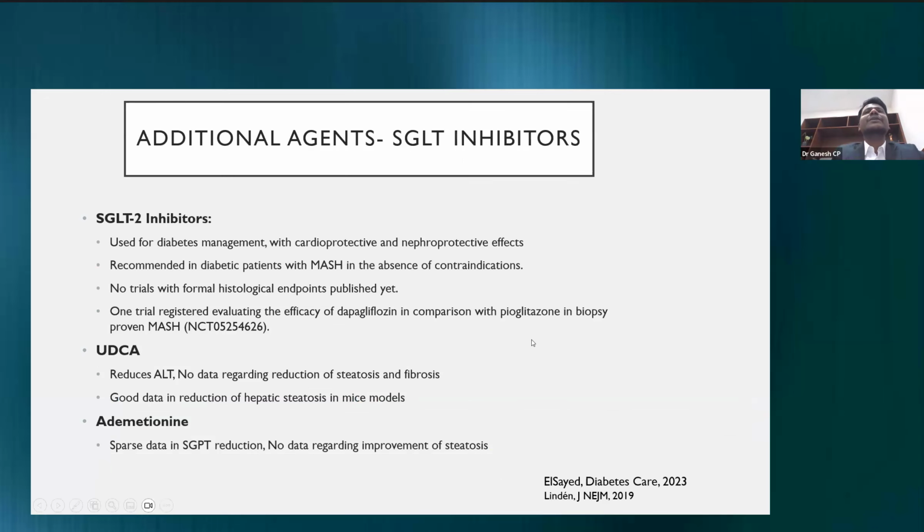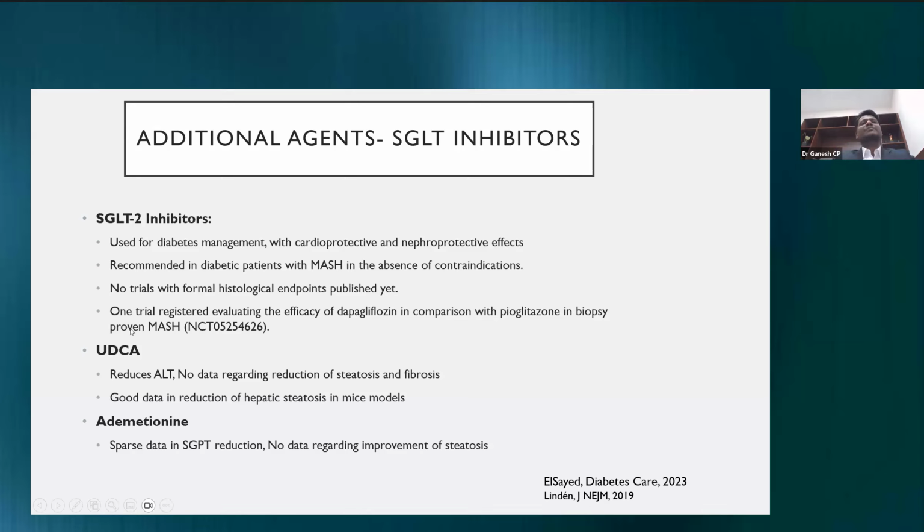So what are the additional simple agents which we have apart from resmetirom and semaglutide? SGLT2 inhibitors have been used for various conditions such as CKD, CAD and other cardiac conditions. But there are no promising trials in the field of MASLD. Still, people use this drug. One trial has currently been registered regarding dapagliflozin in comparison with pioglitazone. It is a biopsy-proven study. If this study comes out, we will have good data for the usage of SGLT2 inhibitors in patients with MASLD.